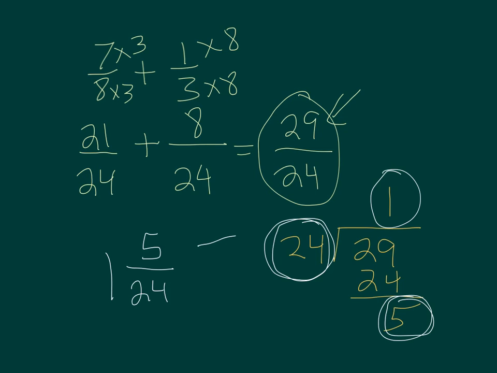I cannot do any more simplifying with 5 over 24 because they don't have a common factor. 5 goes into 5, but it doesn't go into 24. 2 goes into 24, but 2 does not go into 5. Watch this video again as many times as it takes to see how we add fractions.